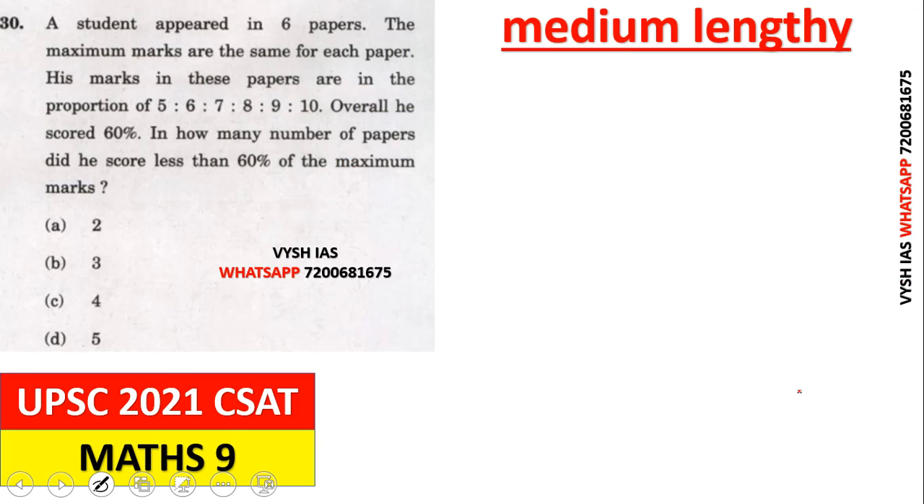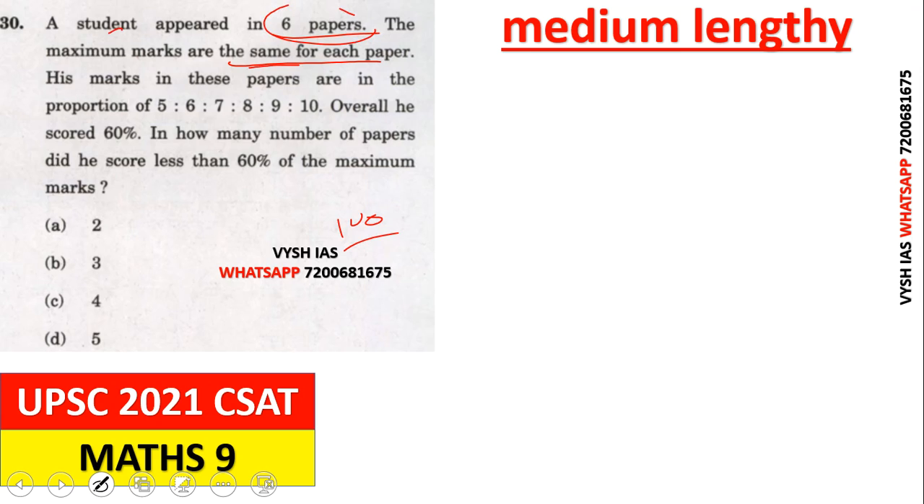Now the next one. A student appears in 6 papers. This is again a percentage question. I told you, right? You have to consider something, like there we considered that a class has 100 students. Here also we'll consider. So a student appears in 6 papers. The maximum marks are the same for each paper. Meaning the paper mark can be anything. It can be out of 100, like your prelims it can be out of 200, or like mains it can be out of 250. But it is the same. 6 papers of the same maximum mark.